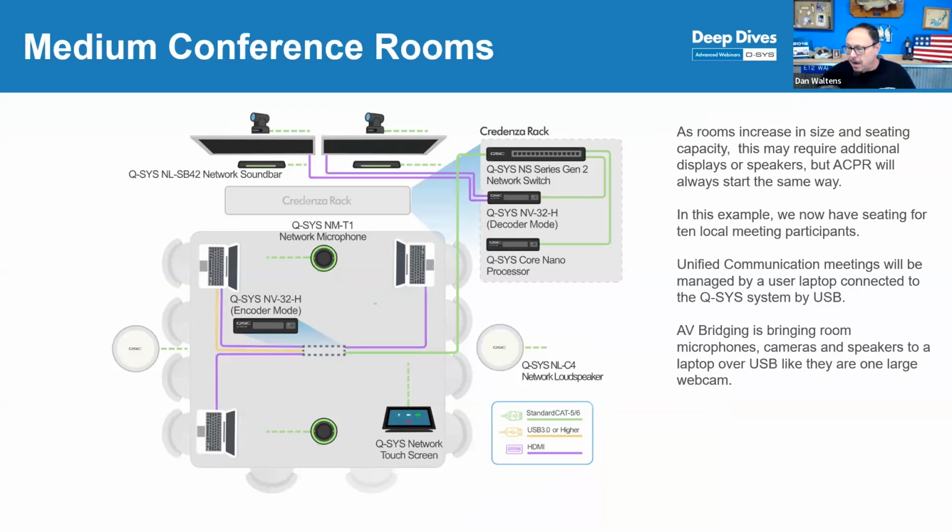So in a medium-sized conference room, as we increase the size and capacity, you may require additional displays, and you may require additional loudspeakers, but ACPR in this case would still start the same way, right? So in this example, we have seating for 10 local meeting participants. Unified communications we managed with a user laptop.